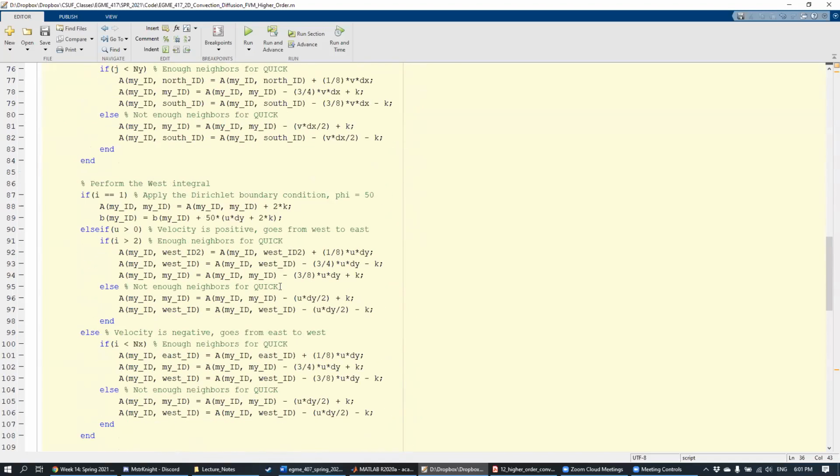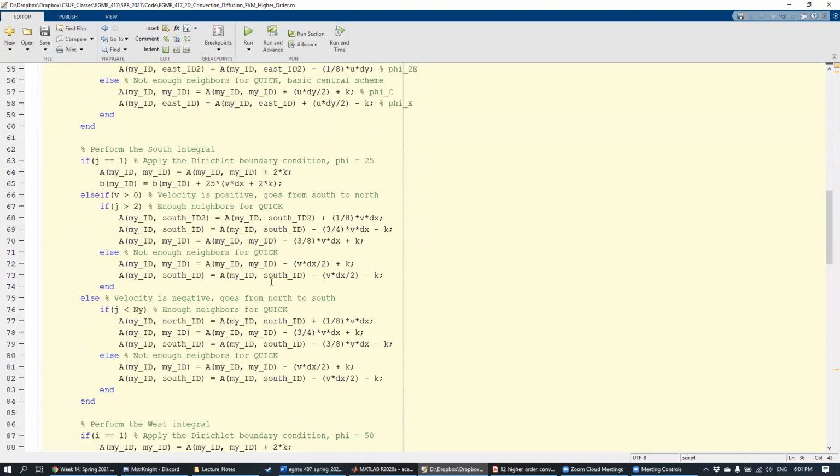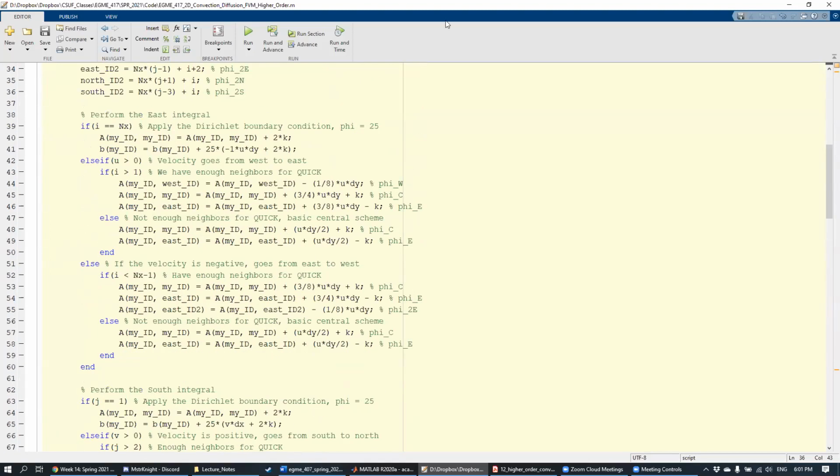And so let's jump into each of the different integrals. You can see I've split this up in the same way that we talked about, I think, right before the midterm.